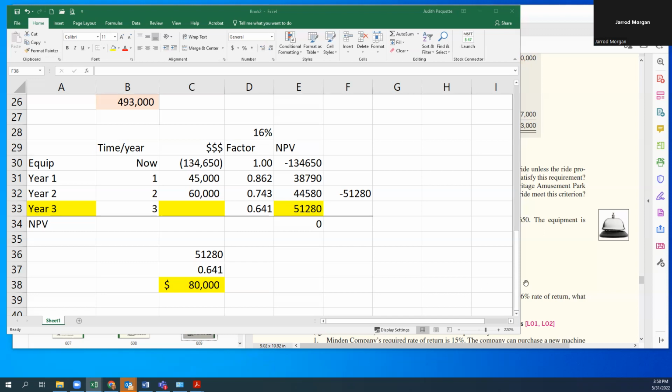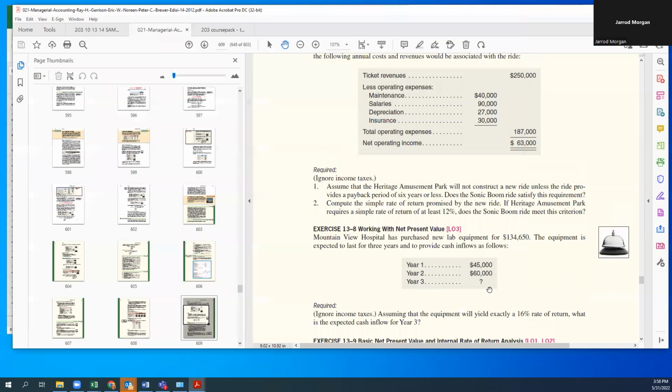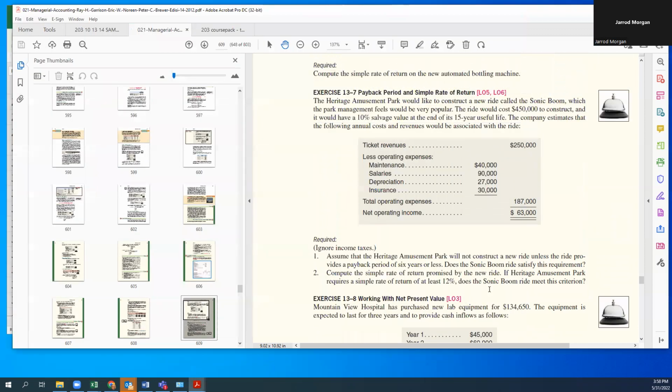Do I use the salvage value of the? Let's see, it would have a 10% salvage at the end of its 15-year life. So you'd put it at the end of 15 years, not at the beginning. So basically the answer would then be 450,000 divided by 63,000. No.